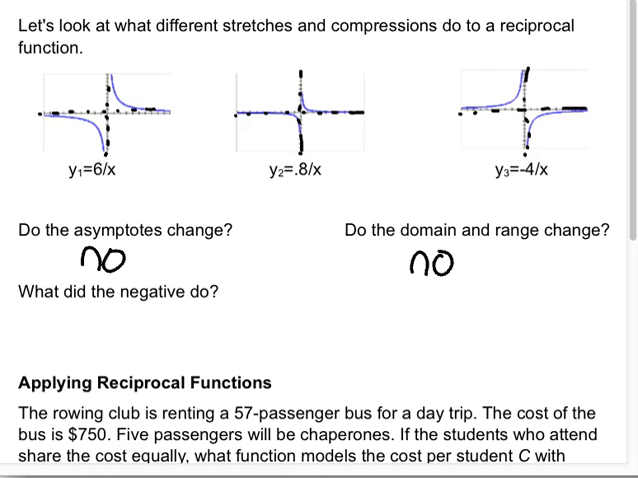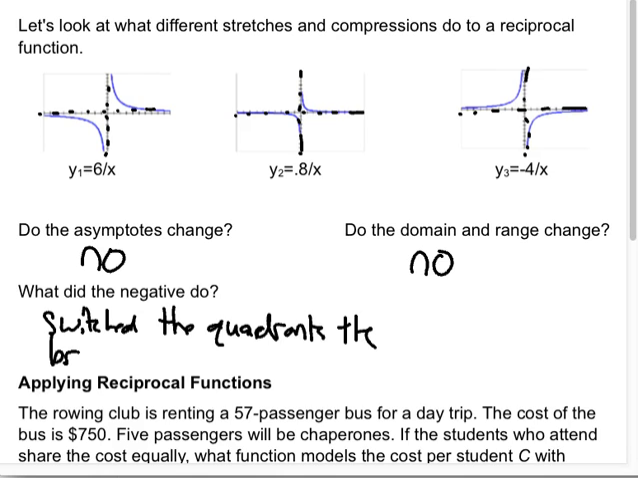The domain and range are only going to change, and the asymptotes are only going to change, once we're shifting tomorrow. What did the negative do? It switched the quadrants the branches were in. That's all that the negative did. Flip-flopped where they are.